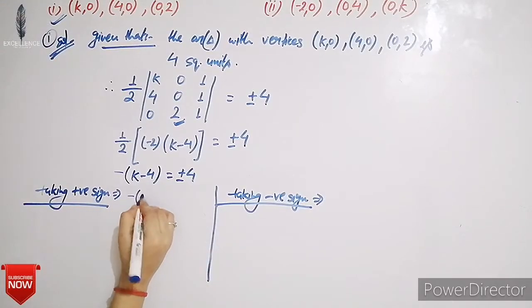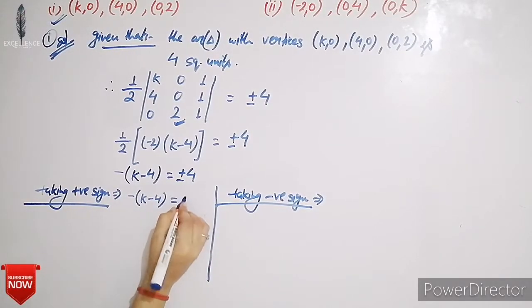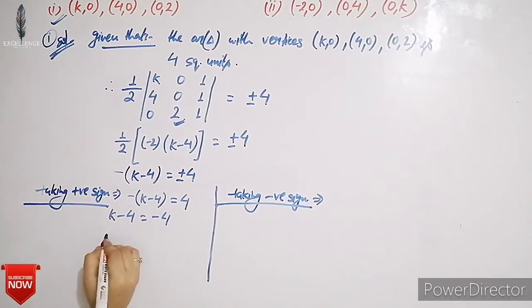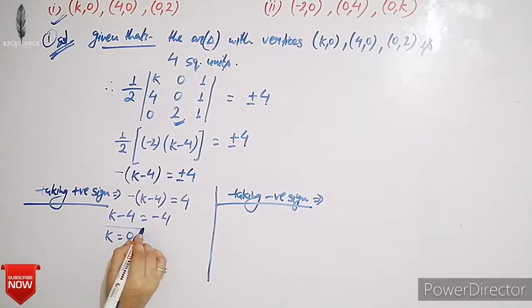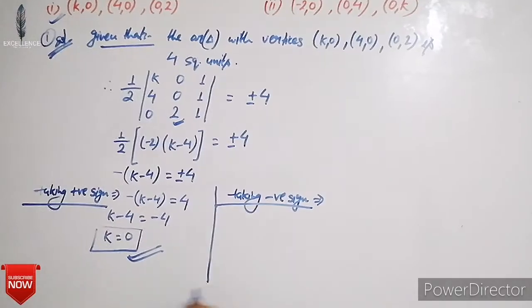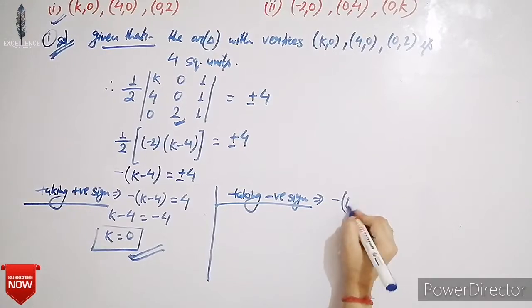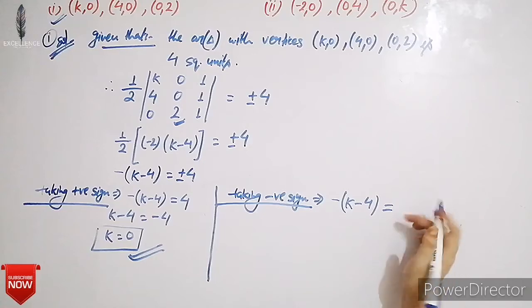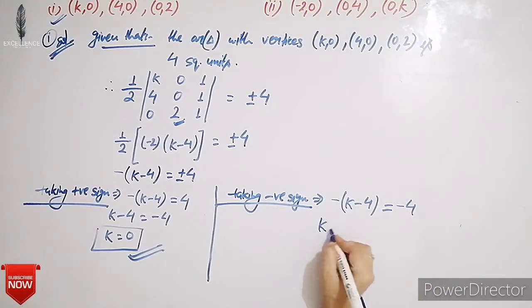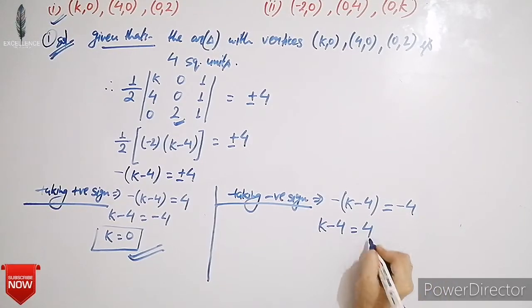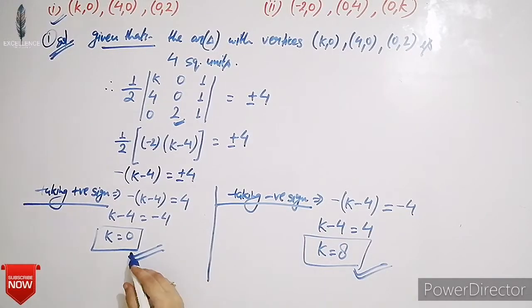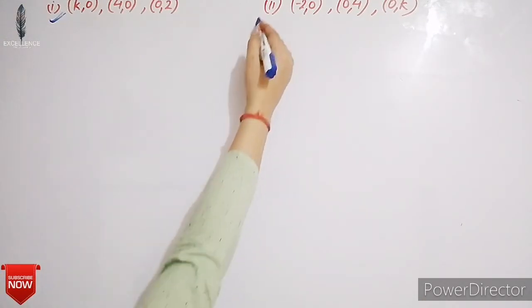So here we have minus (k minus 4) equals positive 4, that is k minus 4 equals minus 4, then we get k equals 0 as the first value. And here minus (k minus 4) equals minus 4, that is k minus 4 equals 4, that gives k equals 8. So k equals 0 and k equals 8 are the required values of k. Let's see the second part.